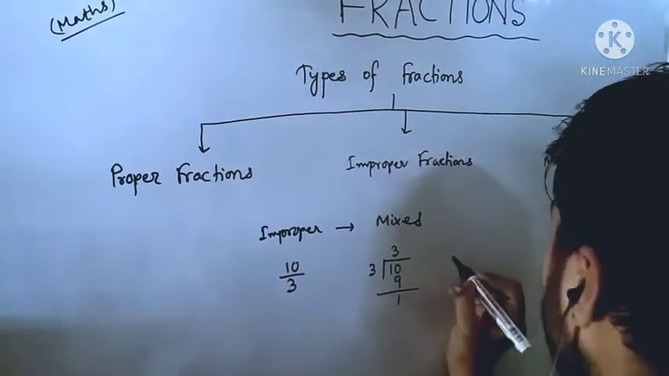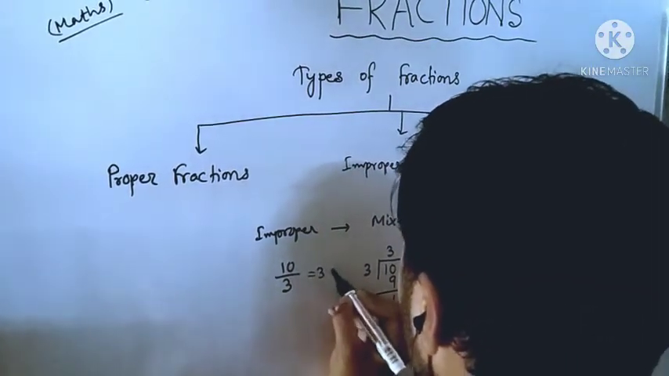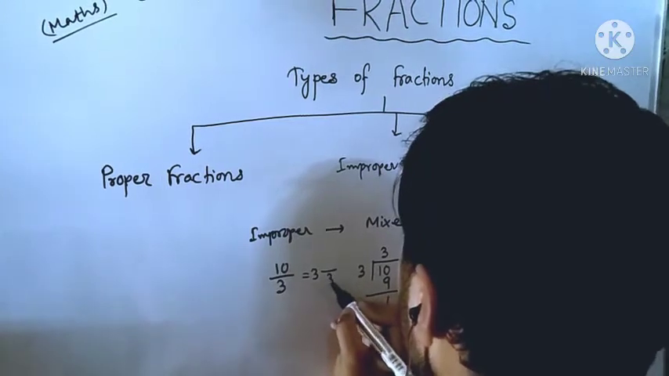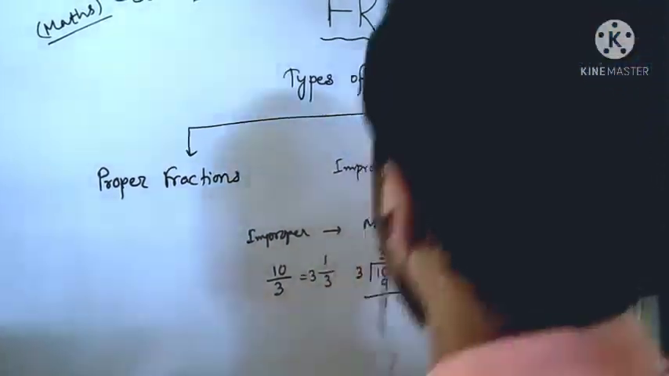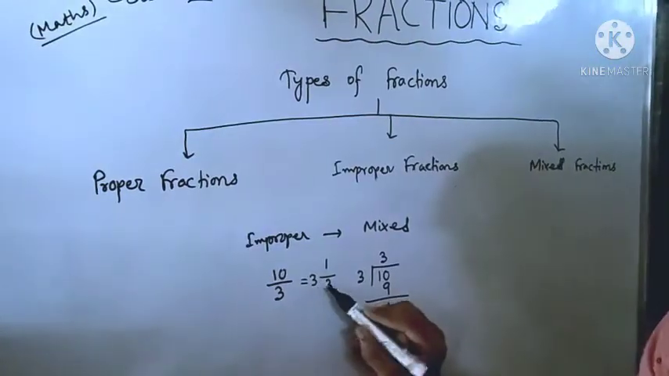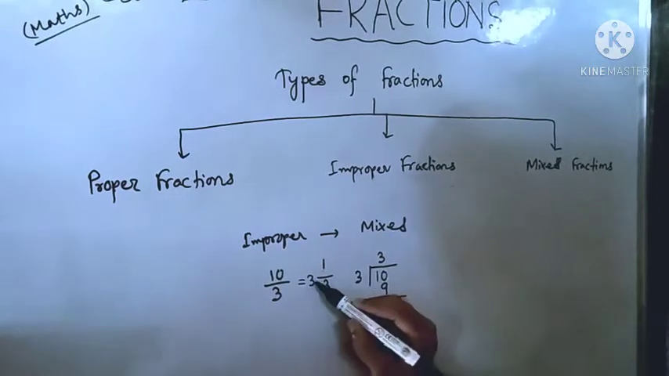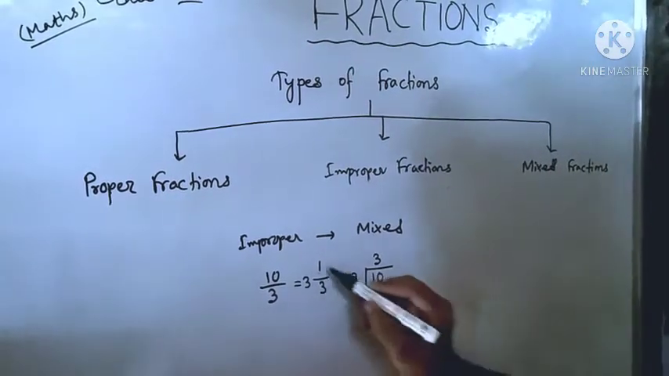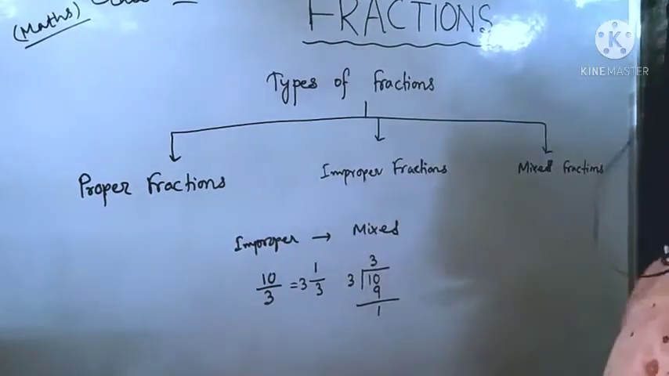So we can write 10 by 3 equal to 3, and the denominator will be the denominator and the remainder will be the upper portion. The denominator will be the denominator, the quotient will be in this position, and the remainder will be in this position. The numerator will be the remainder.